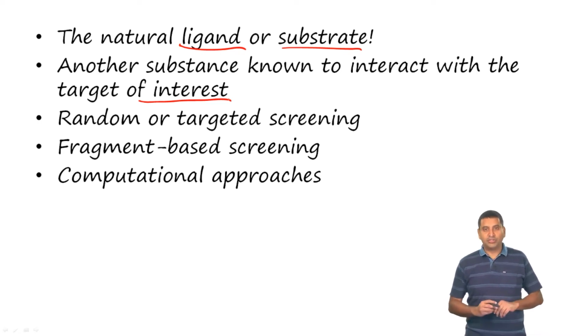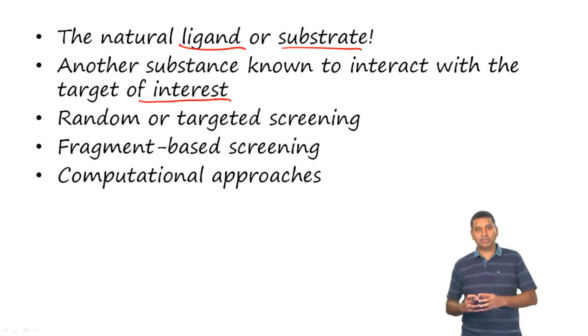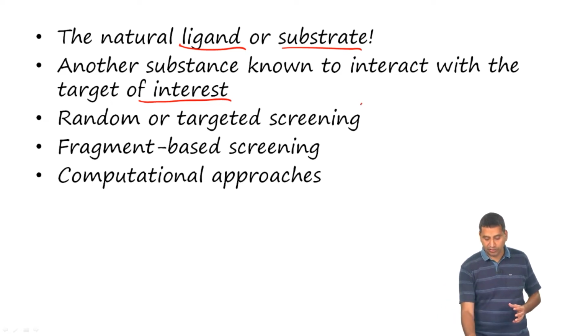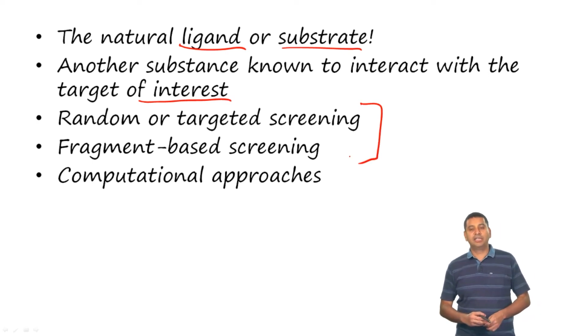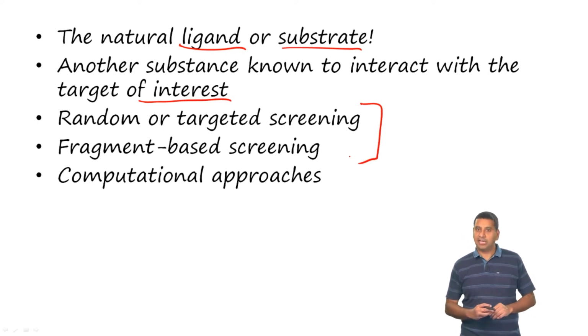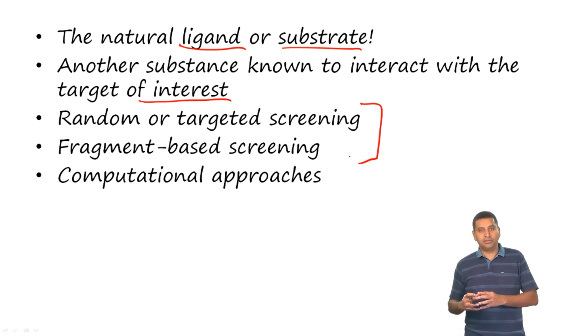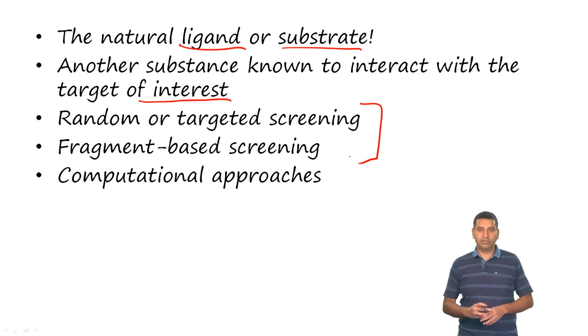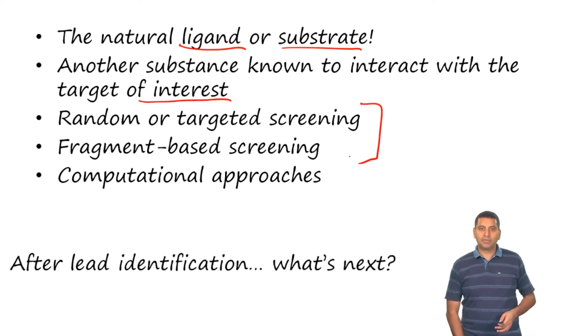The other approach is to do screening. We described what screening was, which is basically using a collection of compounds and doing a test on it to look for activity. There are a couple of ways in which we can do screening. One is random or targeted screening, and there are fragment based screens available. And lastly, we looked at computational approaches, which is virtual screening, where we do not really have a real compound, but we know the active site of the protein or the ligand binding site of the receptor, and we screen for compounds which can bind. All these approaches lead to the identification of what is known as a lead compound.